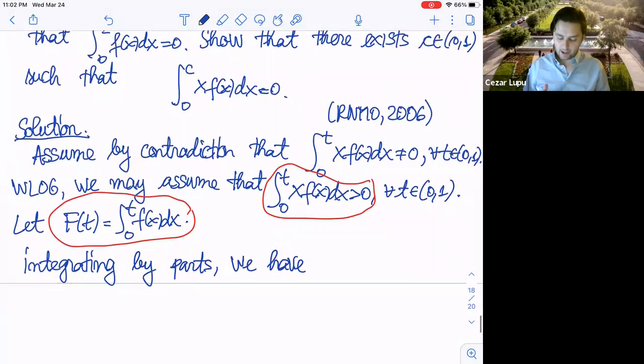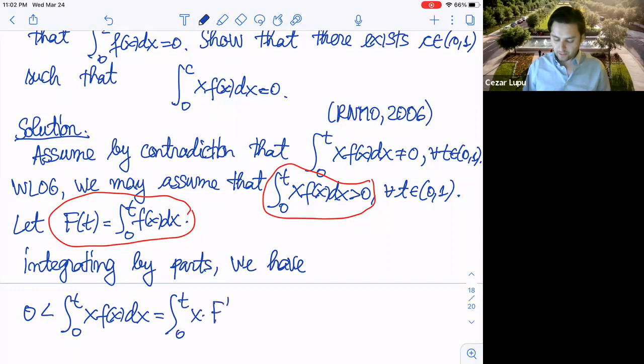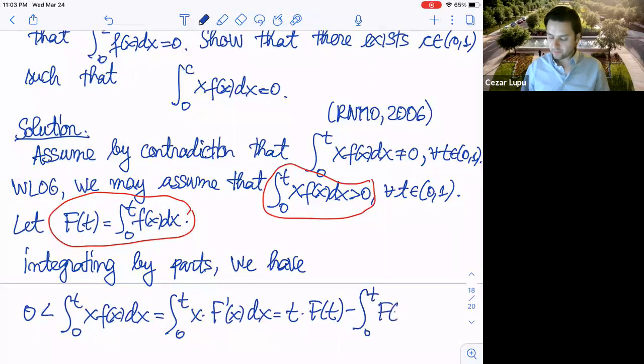So let's see, what do we have? We have that 0 is less than this integral from 0 to t of f of x dx. And this we can write as the integral from 0 to t of x f prime of x dx. And this would be nothing else than just t f of t minus the integral from 0 to t of f of x dx, right? So the integral of the antiderivative.